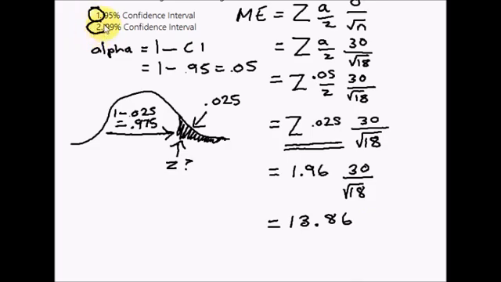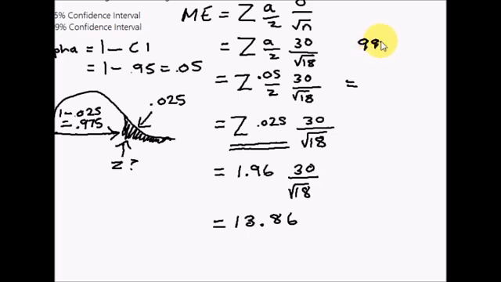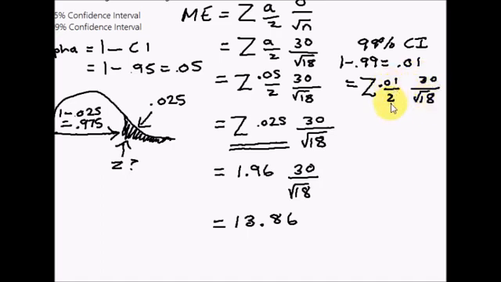Now for a 99% confidence interval, we're going to use the same formula with the same population standard deviation and sample size. The only thing that's going to change is this z of alpha divided by 2. So for part 2, a 99% confidence interval, our margin of error is going to be z at alpha. 1 minus 0.99 gives us an alpha of 0.01. 0.01 divided by 2 is 0.005. And this time I'm looking up an area of 0.005.